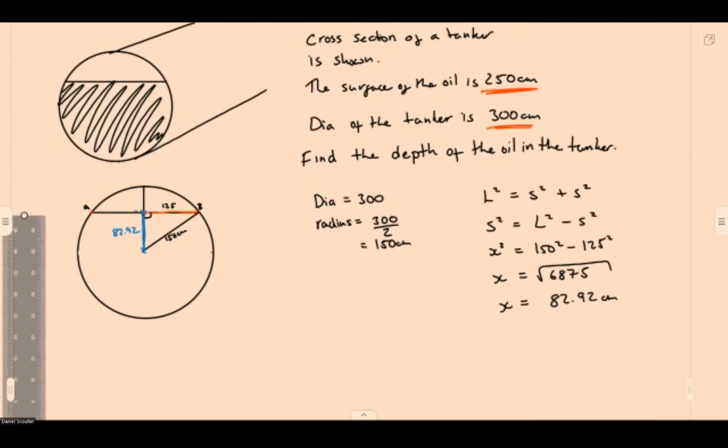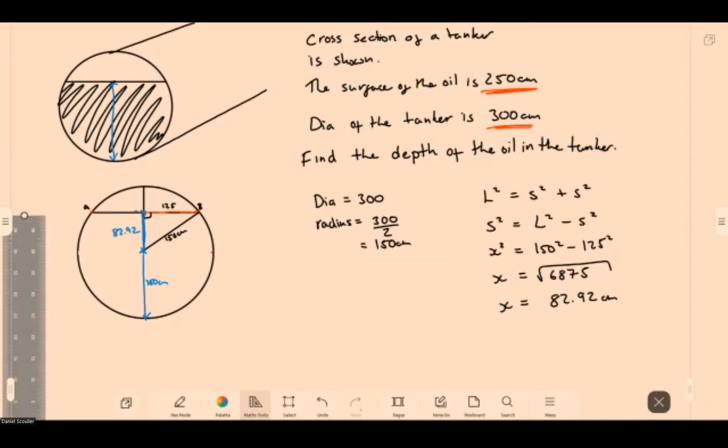Okay, but I'm looking for the full depth of oil in that tanker, from the surface of the oil all the way to the bottom of the tanker. So I've got from the surface of the oil to the centre of that tanker. What I need now is from the centre to the outside edge. Now what that is, well, that's the radius. So that's 150 centimetres.